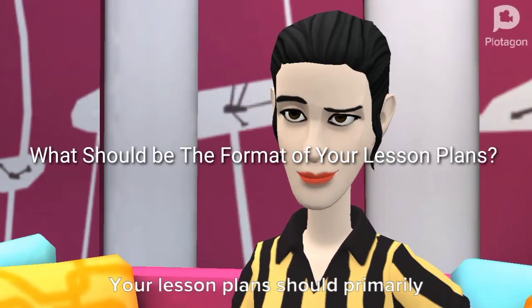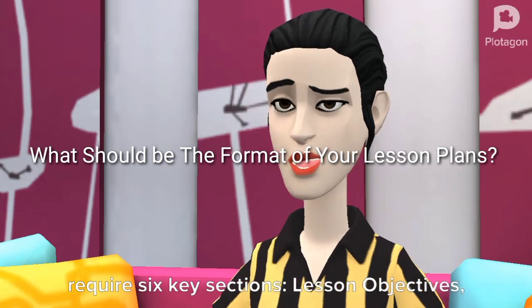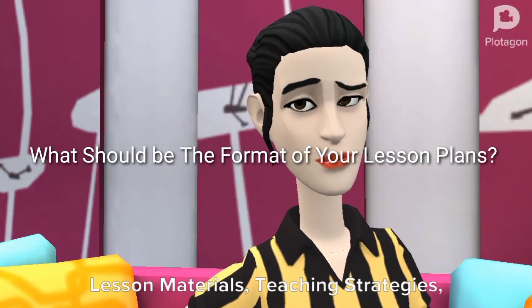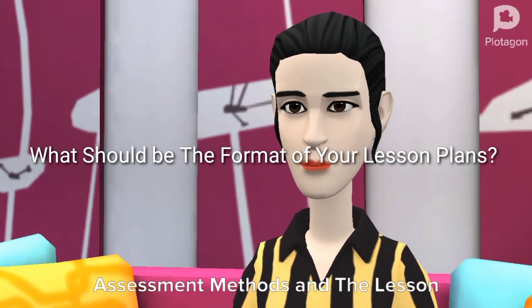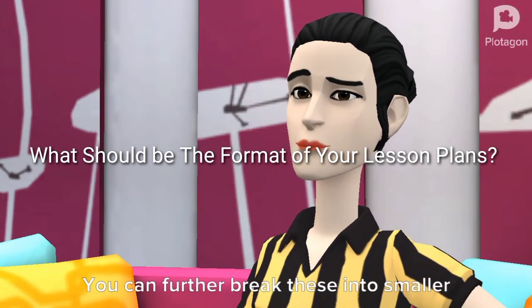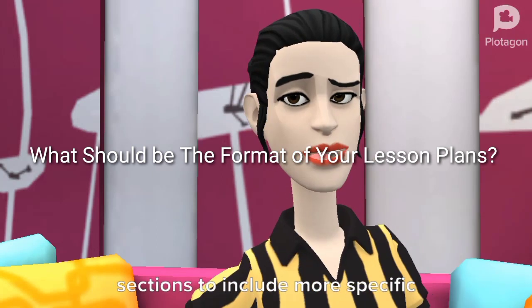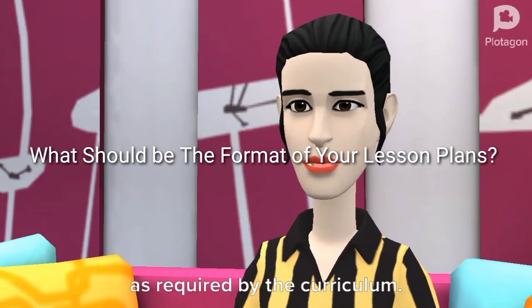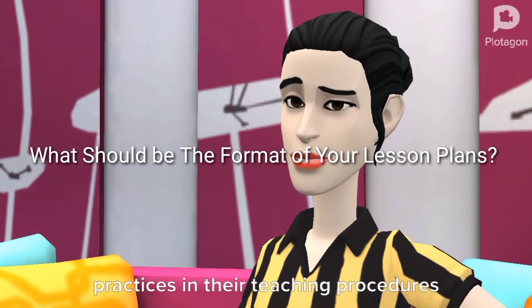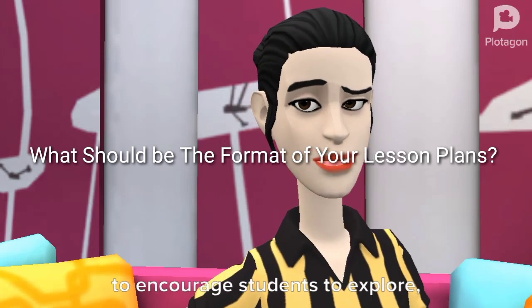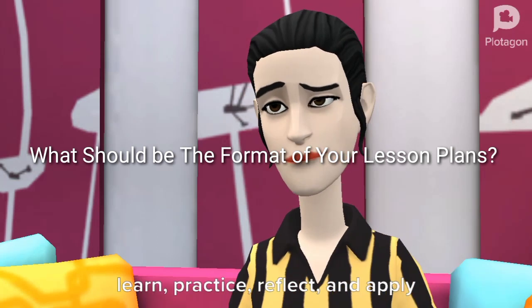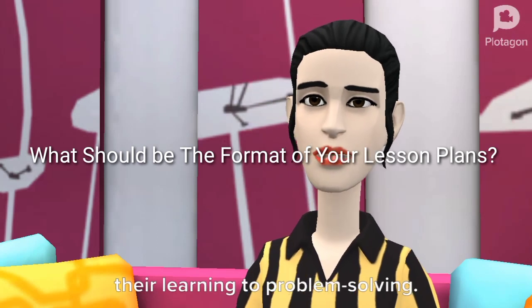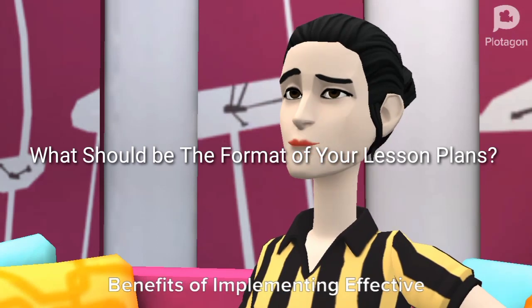What should be the format of your lesson plans? Your lesson plans should primarily require 6 key sections: lesson objectives, lesson materials, teaching strategies, assessment methods and the lesson reflection. You can further break these into smaller sections to include more specific information and additional detail as required by the curriculum. Teachers can use several effective practices in their teaching procedures to encourage students to explore, learn, practice, reflect, and apply their learning to problem solving.